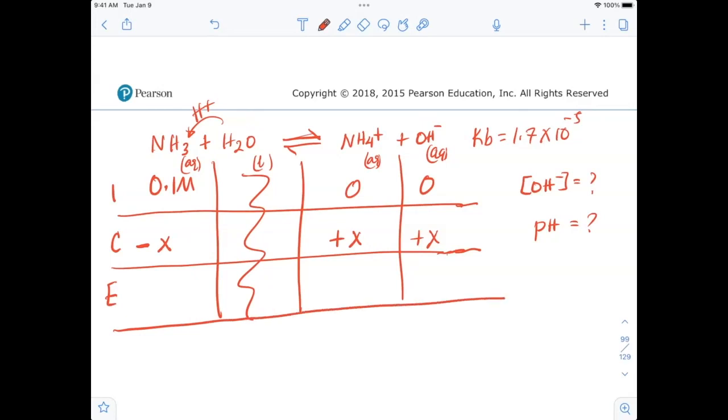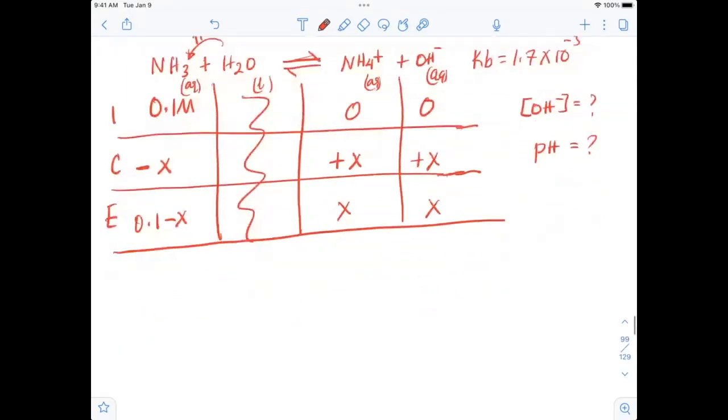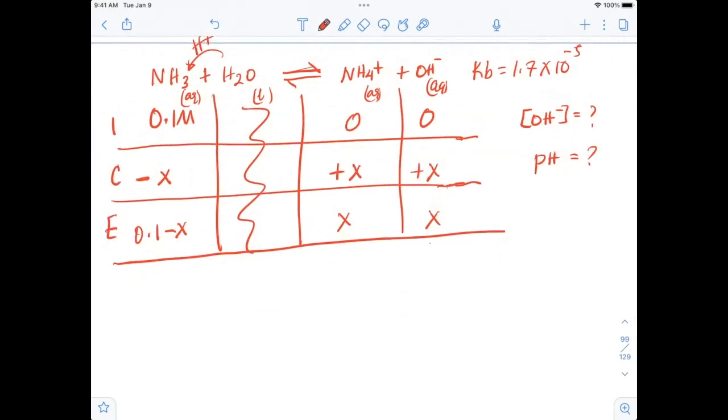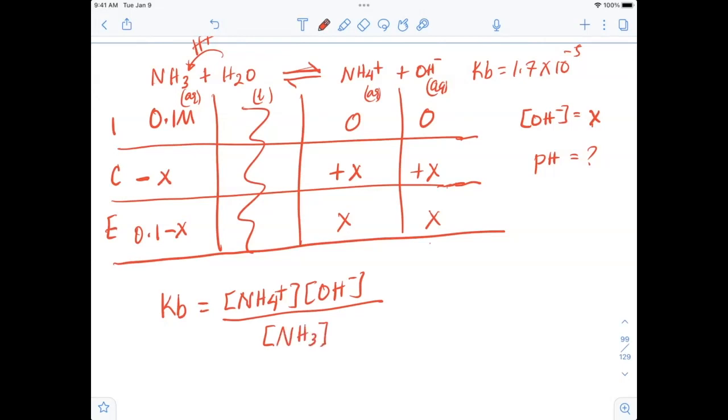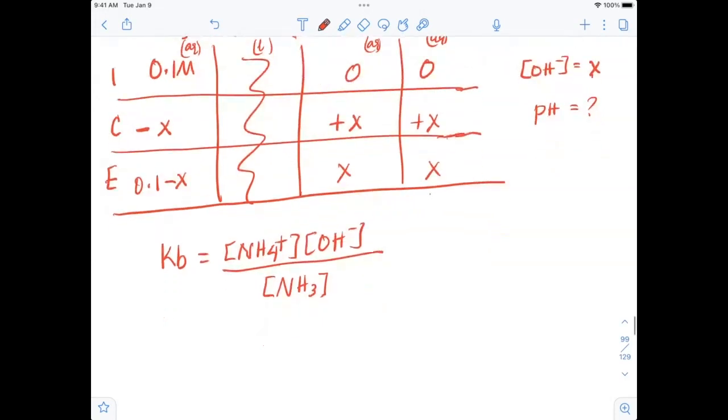Okay, I'm going to stop. So I'm going to have 0.1 minus x, and then x here, then x. Once we find x, x will essentially be our OH, right? Because this is essentially going to be x. Okay. So Kb is equal to the product ion concentration, which is this, divided by the concentration of the reactants, which is a weak base. Now you're plugging in the numbers at equilibrium. So this, and that here.